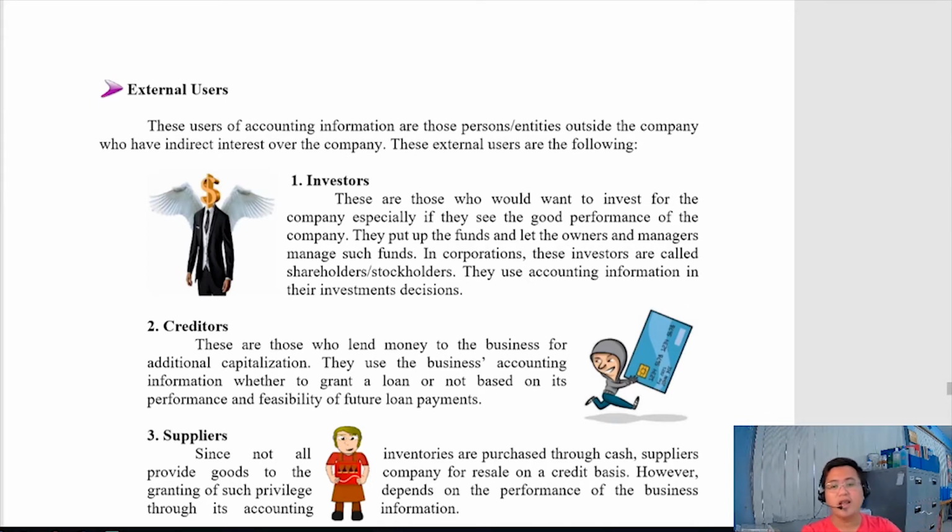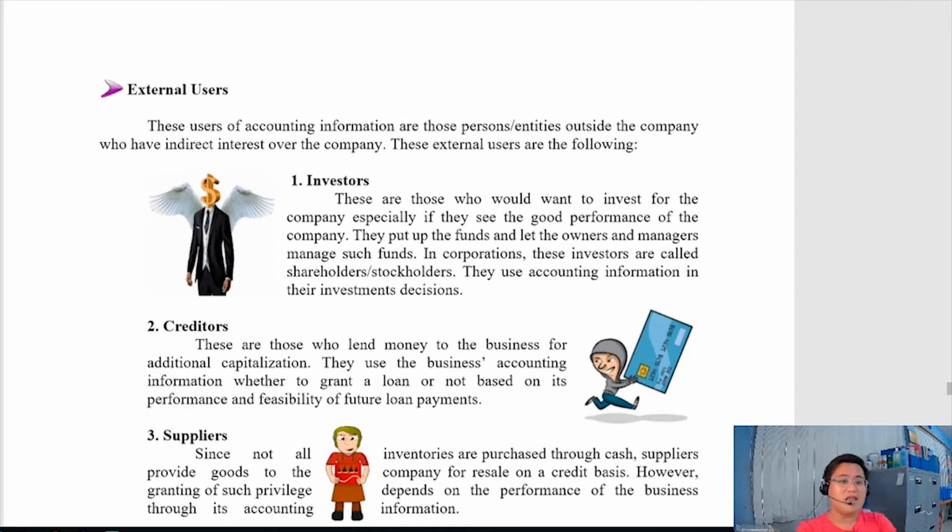Now let's go to the external users. Who are the external users? And why do we consider them as external users? Of course, by definition itself, these are the persons or entities outside the company who have indirect interest over the company. Why? Because they are outside the company. They might have an interest, but an indirect one.